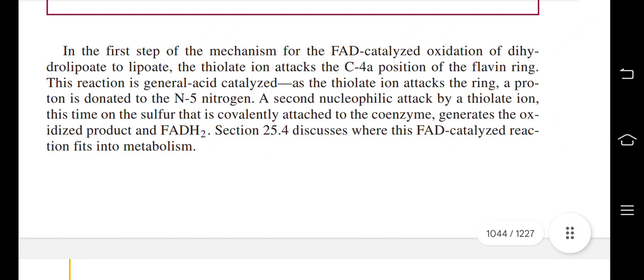In the first step of the mechanism of FAD-catalyzed oxidation of dihydrolipoate to lipoate, the thiolate ion attacks the C4a position of the flavin ring. This reaction is general acid catalyzed. As the thiolate ion attacks the ring, a proton is donated to the N5 nitrogen. A second nucleophilic attack by a thiolate ion, this time on the sulfur that is covalently attached to the coenzyme, generates the oxidized product and FADH2.